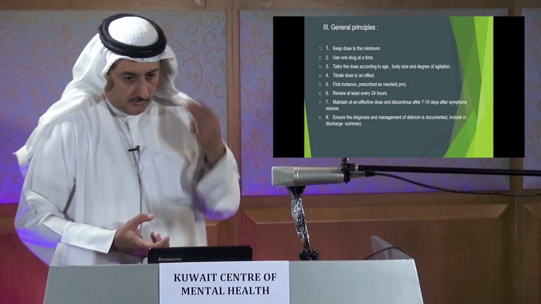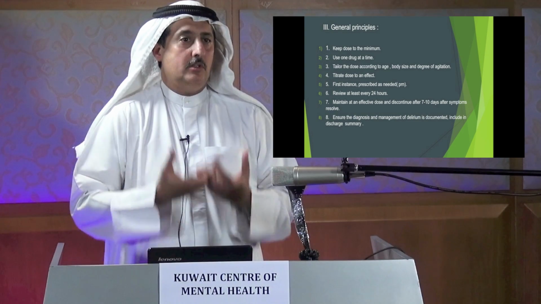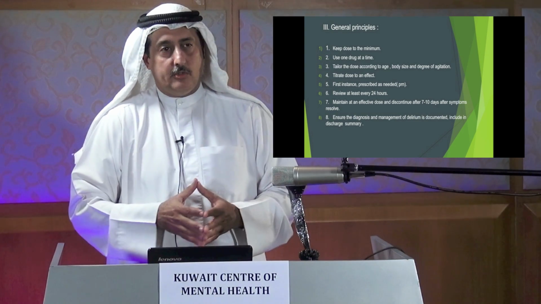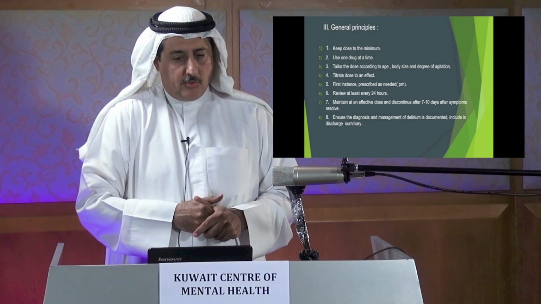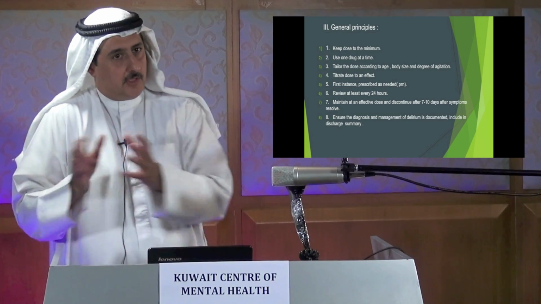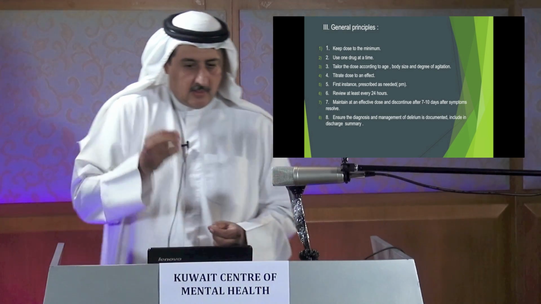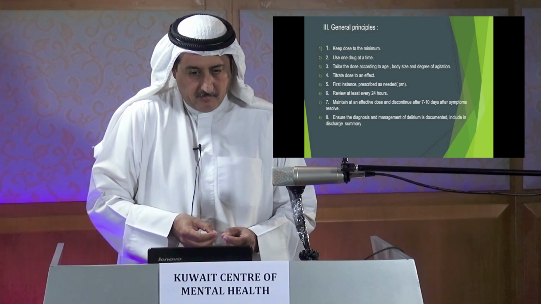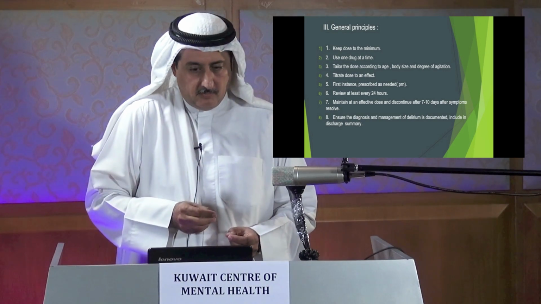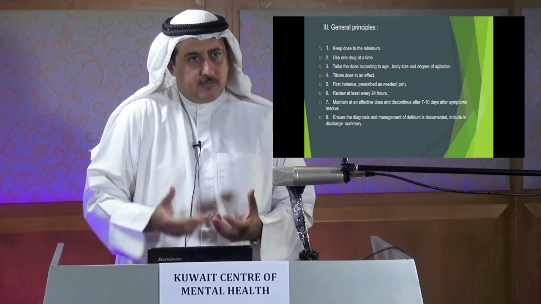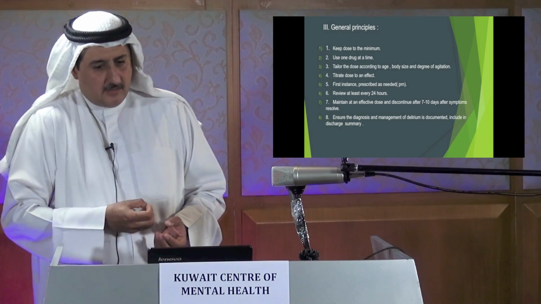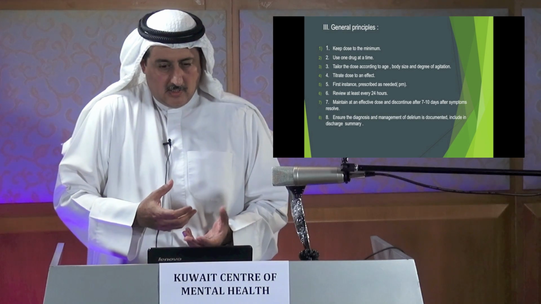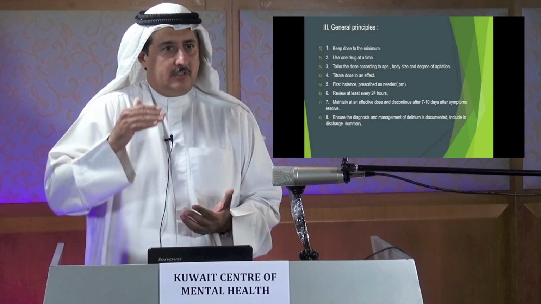The next point would be the general principles. When you assess the patient according to the Confusion Assessment Method, you think, okay, I will start something here, either a psychotropic or a benzodiazepine. Keep the dose to the minimum. Use one drug at a time. Build up the dose according to body size, age, and degree of agitation. We have to build it to reach the dose.